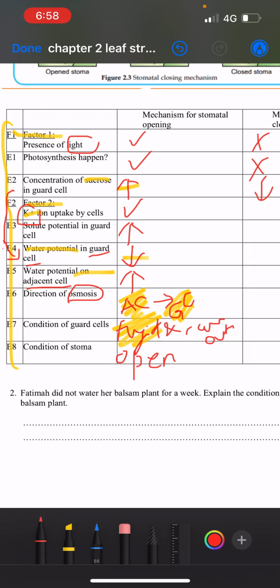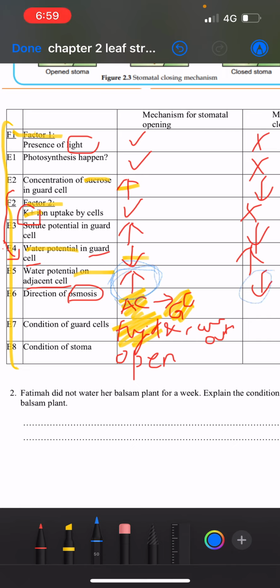K+ ion uptake by the cell? No. You just reverse argument dia. Kalau yang E3 ni, solute potential increases, kat sini decreases. Water potential in gut cell decreases, kat sini high. Terbalikkan saja. Water potential on adjacent cell increases, kat sini kita terbalikkan, kat sini decreases. So you just reverse what's here. Okay, kat sini dia pointing upward kan, dia increases, kat sini you reversekan saja, decreases.